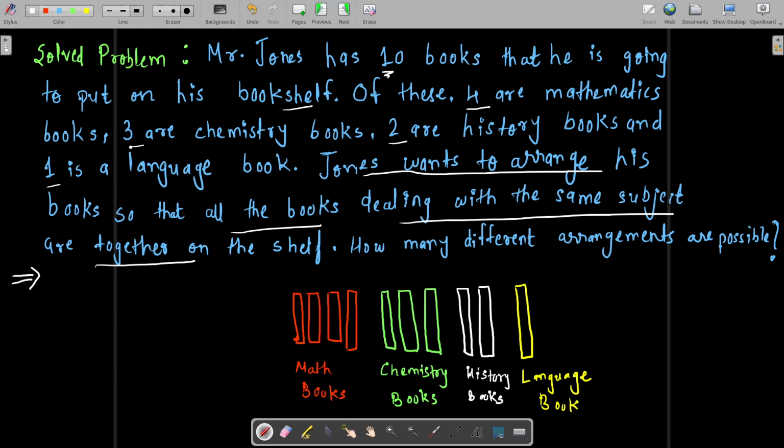So the order doesn't matter, which should be first, but the thing that matters is the chemistry books. Here we have three chemistry books, they should be together, right? And the same argument is valid for the rest of the subjects. I hope things are clear in terms of what is being asked.